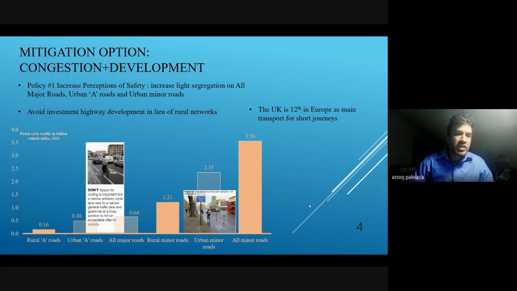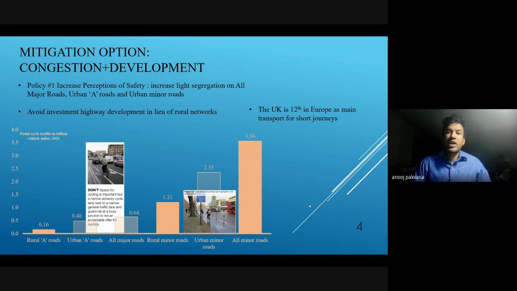If you look at this graph for pedal cycle, what you can see right away is that minor roads take up a lot of bike traffic, whereas all major roads and even urban A roads take up little traffic. So there you can see the wands in the urban minor roads picture. There's also light segregation, there's plant life, there's curbs that you can invest in. I would divest from highway development in lieu of these kinds of rural networks.